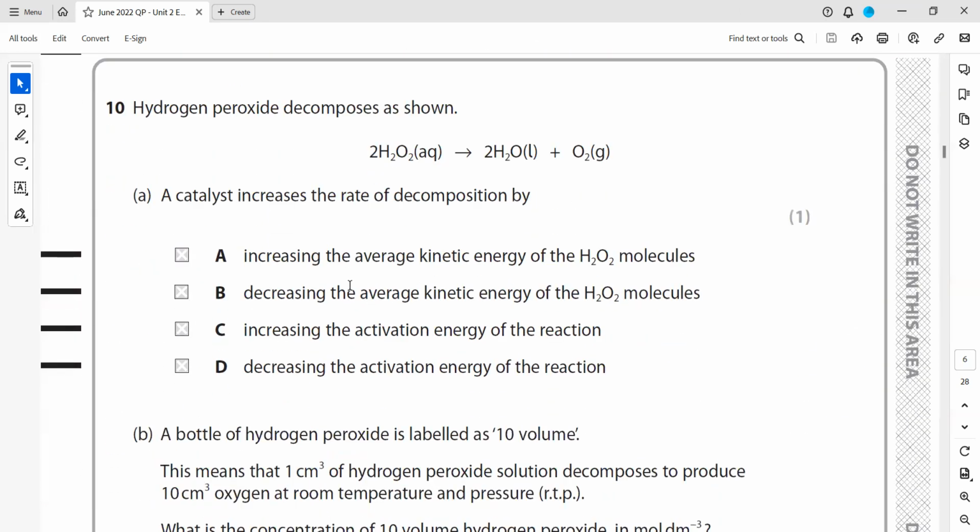Hydrogen peroxide decomposes as shown. A catalyst increases the rate of reaction of decomposition. So how will the catalyst do that? A catalyst will decrease the activation energy. With the lower activation energy, the same reaction can proceed with less energy required to start up the reaction.